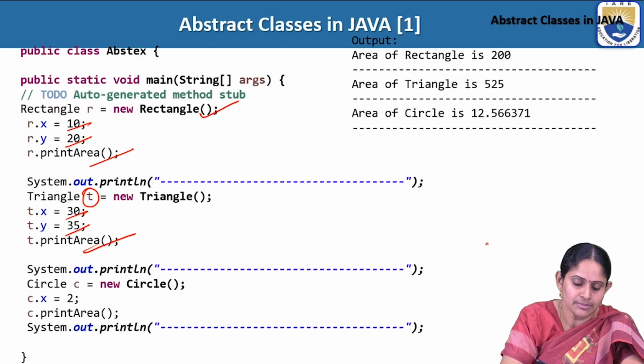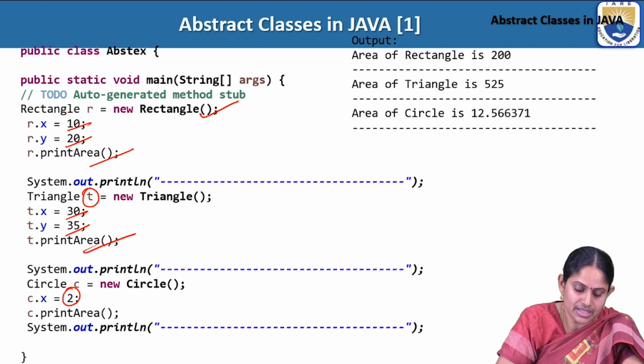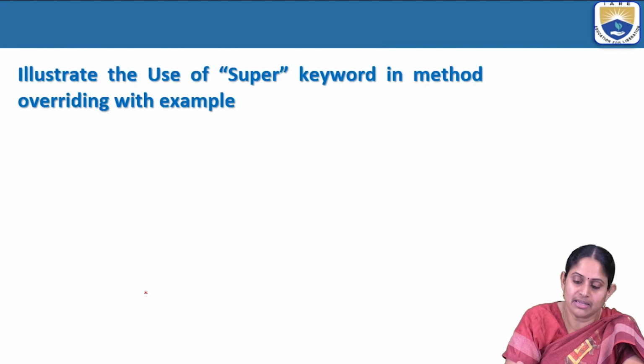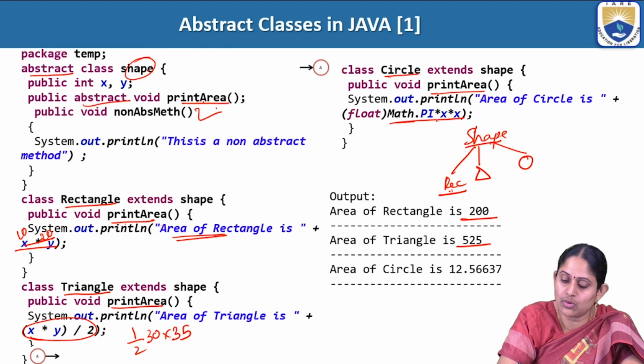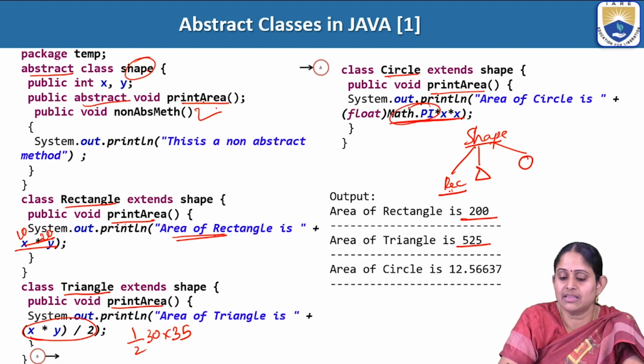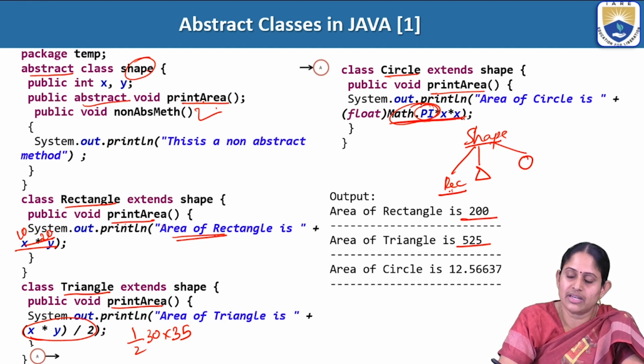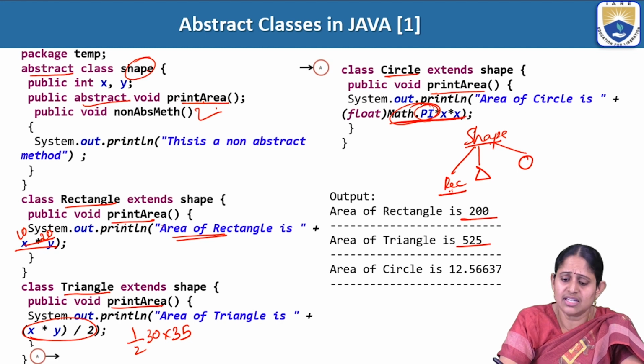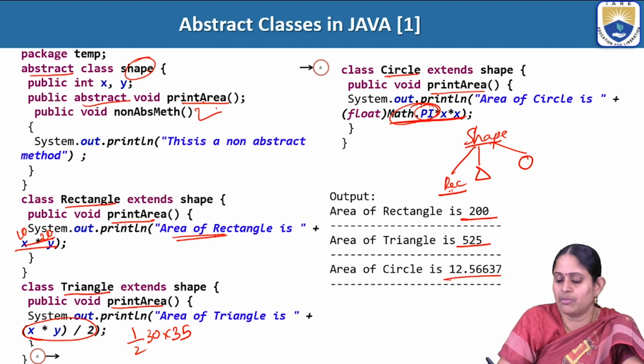And in the third case, the x value is set to 2, and you are calling the print area method. So the circle will take only the x value, and from the package math you are taking the constant pi, and r square is calculated. So circle is implementing that method print area in its own way to display the area of the circle, which will be 12.56.